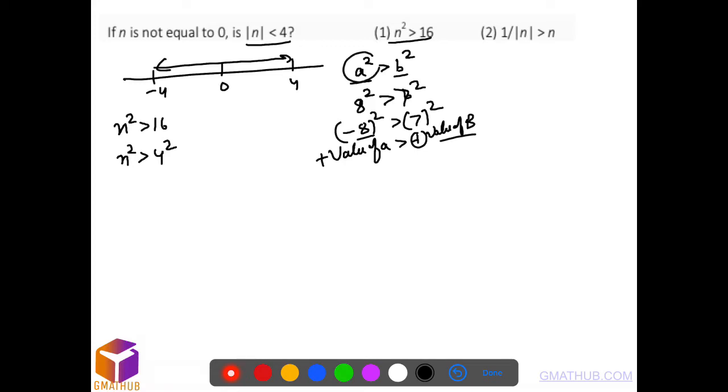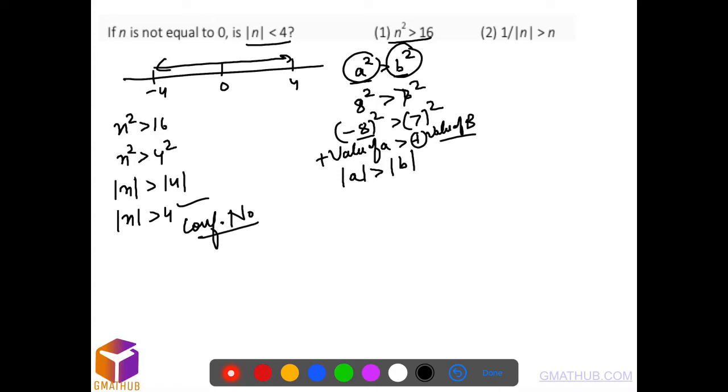When we do square, it will become positive. So we can write mod of A is greater than mod of B. So here we can write mod of n greater than mod of 4. Mod of 4 actually is nothing but 4. So this is a confirmed no answer. Question was, is the left hand side bigger than right hand side? Statement says no, it's the other way around. So this is sufficient.